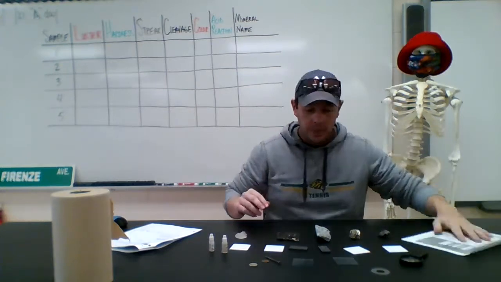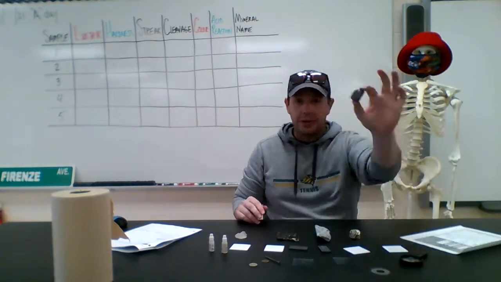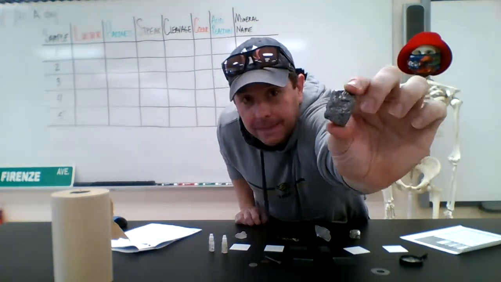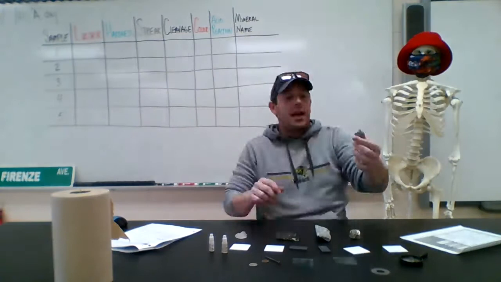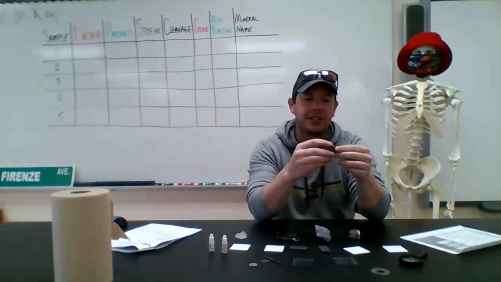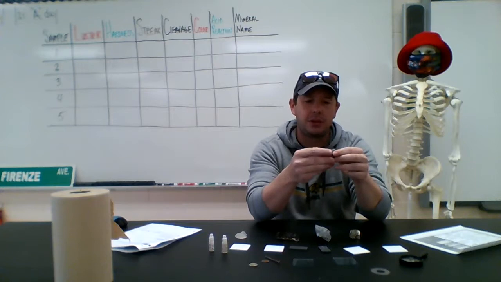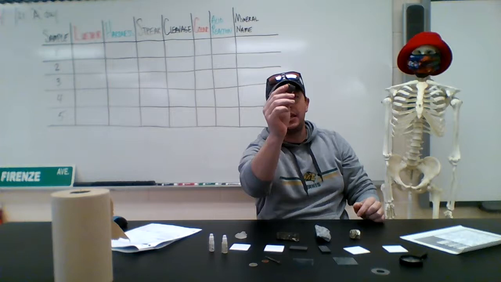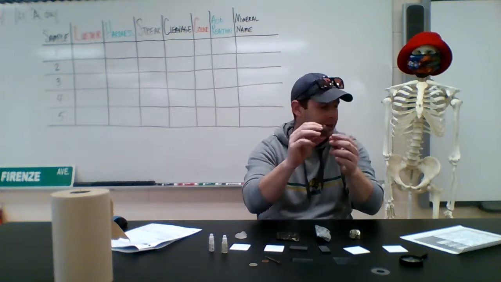So here we go. We're going to start off with sample number 1. This is sample number 1. That's what it looks like right there. It's kind of got a grayish color. It feels kind of slimy, actually. It feels kind of soft, too. And just looking at it in the light, I would say it definitely has some luster. It is definitely shiny.